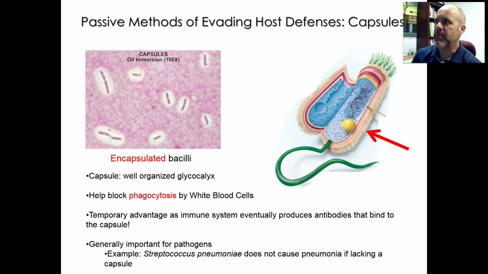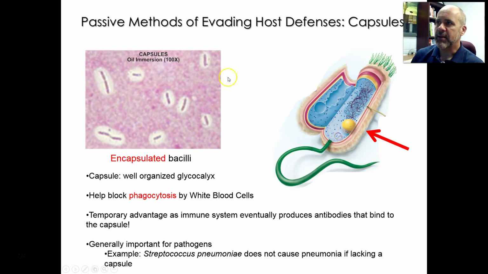So what are some passive methods for evading host defenses, for evading the immune system? All right, so capsules. So capsules occur on bacteria. Make sure you make a note of that. You don't have capsules on viruses or protozoans, things like that. And if you guys remember, a capsule is a very thick, organized glycocalyx. A glycocalyx is that outermost layer that occurs on some bacteria. Not all bacteria have these. A number of pathogens have capsules, though.